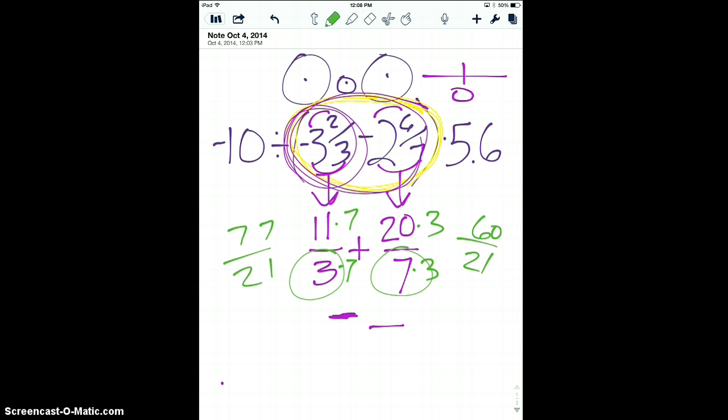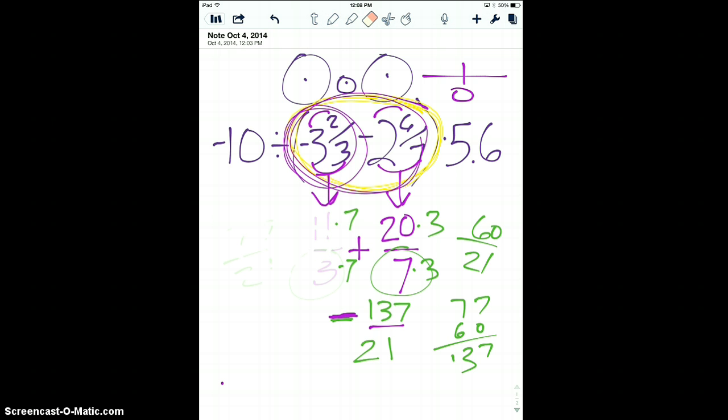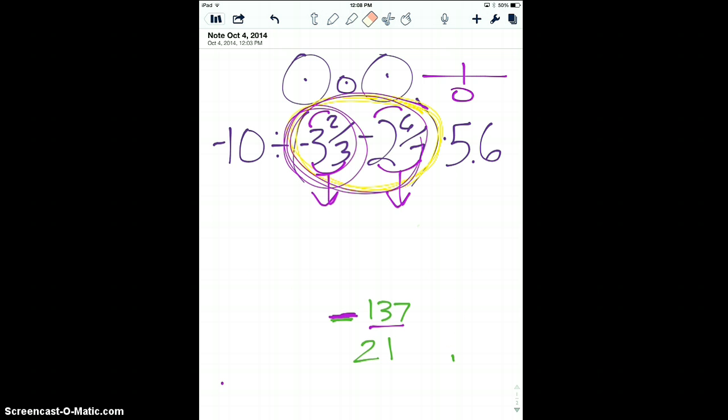And if I add those together, I'm going to have a certain number of 21sts. That'll be 137 21sts. 77 plus 60 would be 137. And we remembered that it was negative from our number line picture. So I'm going to erase what I have here. And I have just done what's inside the parentheses and got -137 over 21.